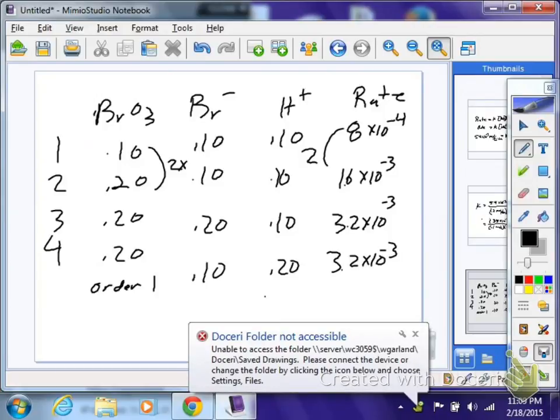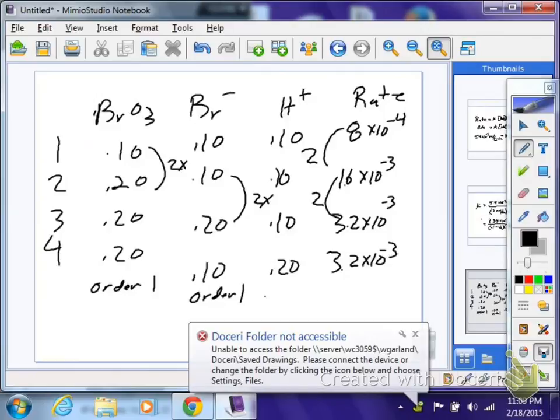Okay? We got another one of those. Hopefully we get something a little different here. If you look at Br minus, you want to look at experiments 2 and 3 because the other two, H plus and BrO3, are constant. So when we look at Br minus, this doubles. And if you take 3.2 to the minus third divided by 1.6 to the minus third, this one doubles. So then we know Br minus is an order of 1 also.